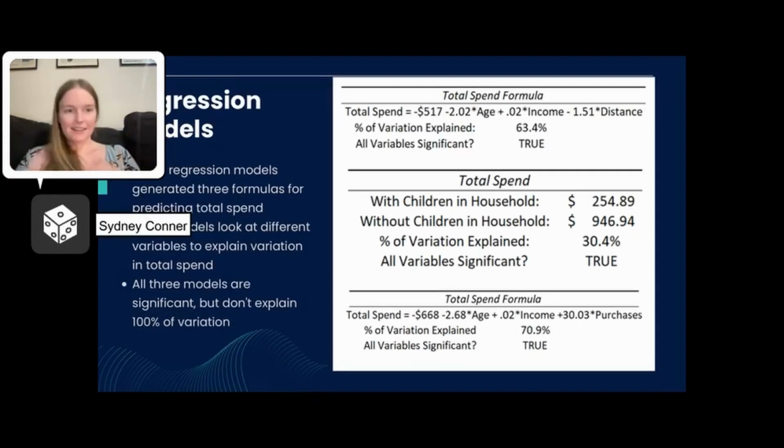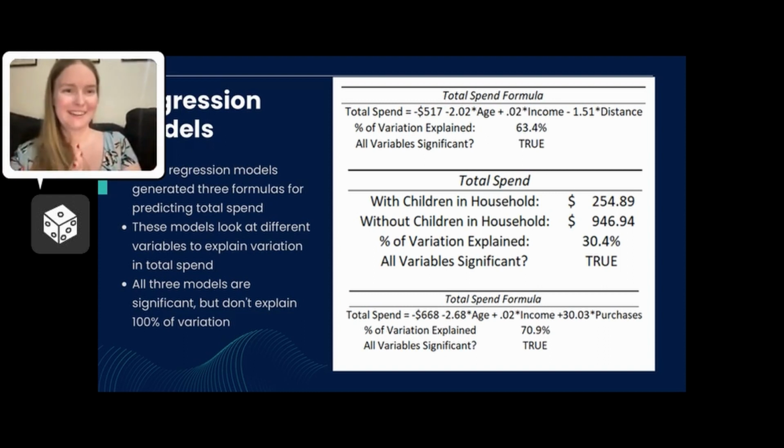All right, getting into the nitty gritty of this, these 3 regression models generated 3 formulas for predicting total spend. These models look at different variables to explain variation in the total spend. All 3 of these models are significant, but don't explain 100% of variation, which is normal in regressions. You shouldn't expect to get 100% R-squared.